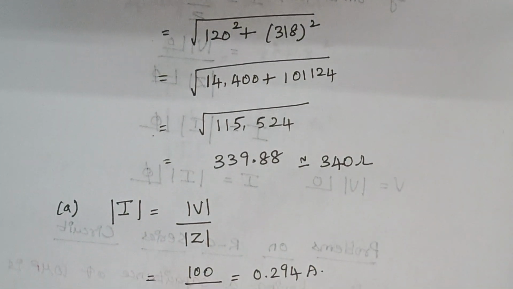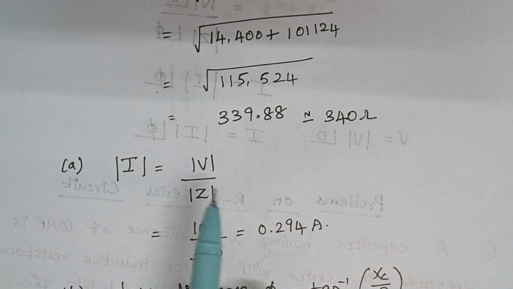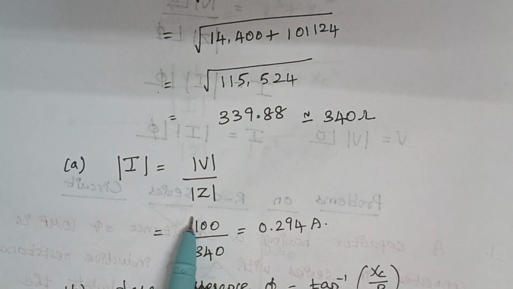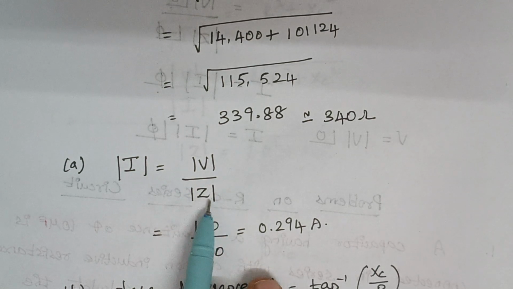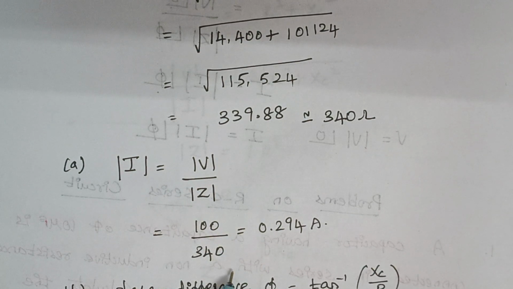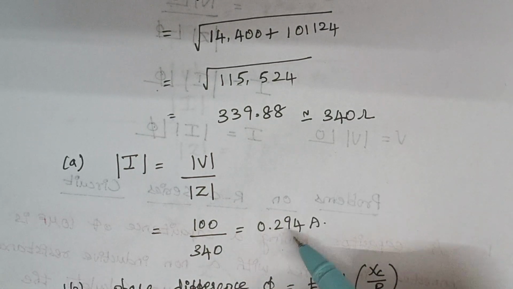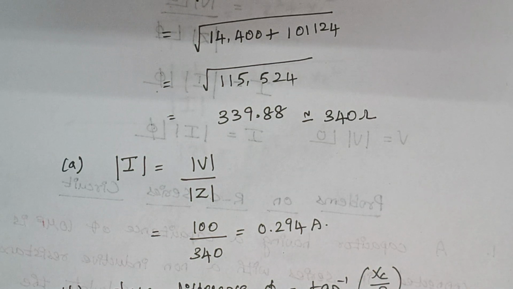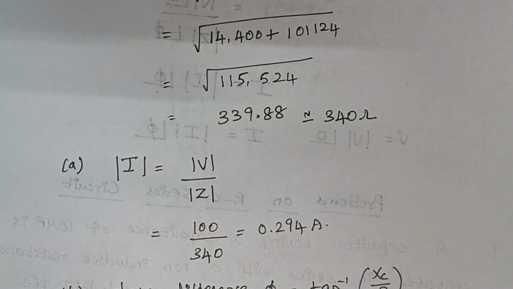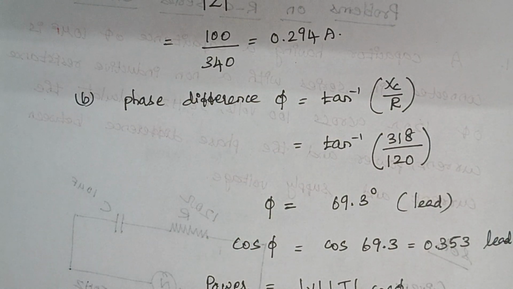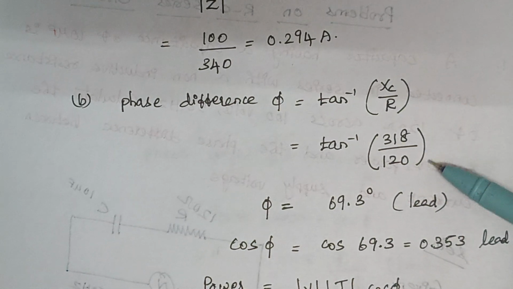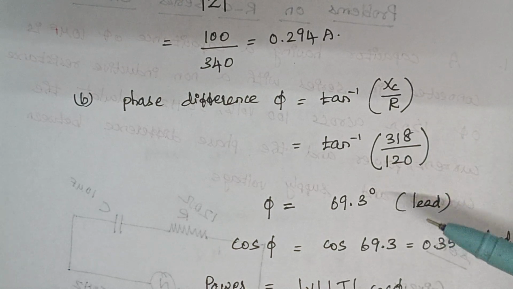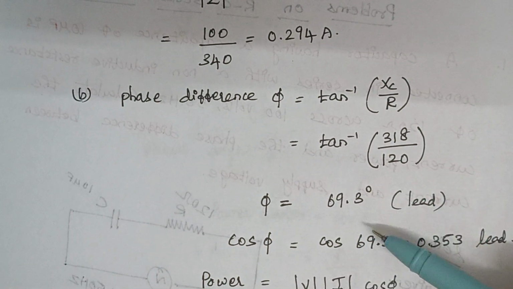So it is easy to calculate our I, right? So I is given by V by Z. So V is 100 divided by the value of Z is 340. So 100 by 340, that gives the answer as 0.294 amps. And the next thing is we need to calculate the phase difference. So phase difference is given by tan inverse of XC by R. So we know the value of XC, we know the value of R. So just substitute and here the answer is 69.3 degrees.